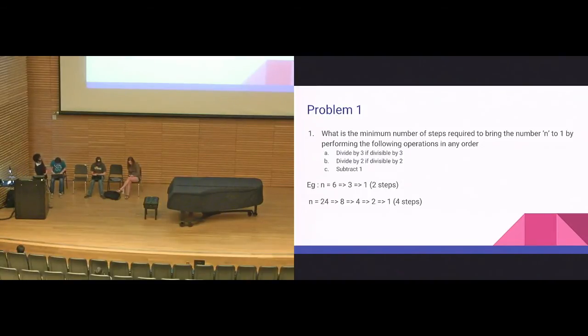You want to find the minimum number of steps you need to bring a number n to 1 by performing one of these three operations. You could take the number n and divide it by 3 if it is divisible by 3. You could take the number n divided by 2 if it is divisible by 2, and you can subtract 1 always. You could take any number n and you could always subtract it by 1. What is the minimum number of steps you need to reduce the number n to 1? That's the question.